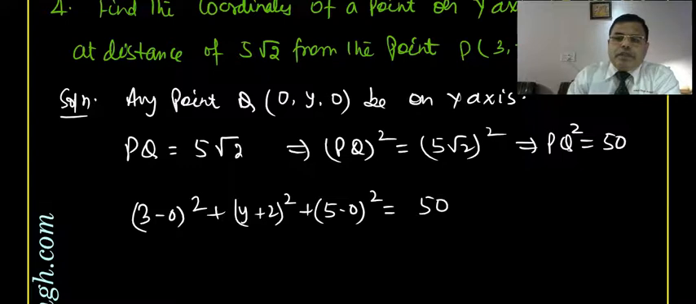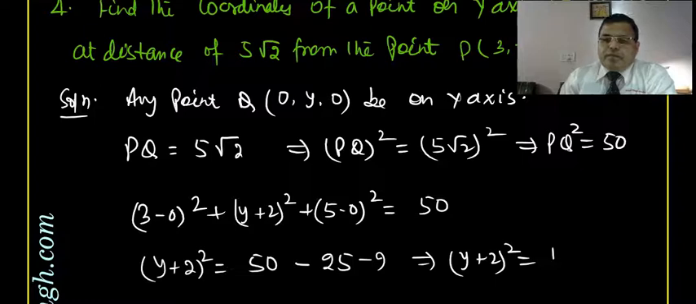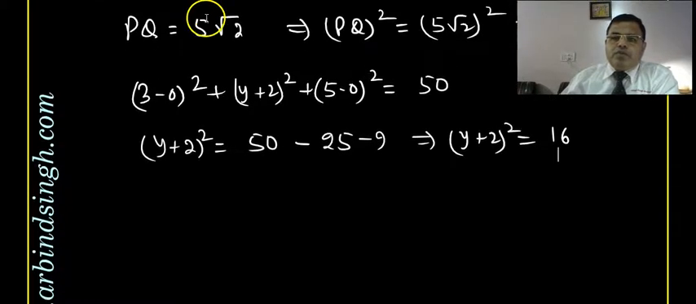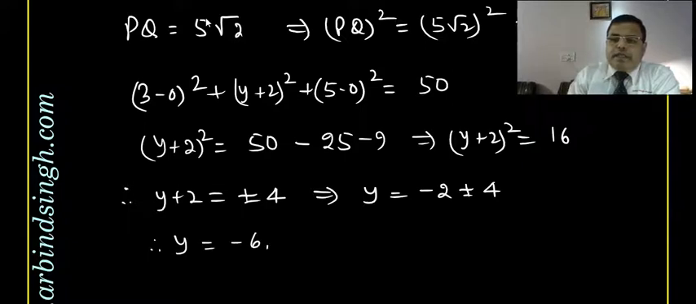5 minus 0 whole square is this. So (y plus 2) whole square is equal to 50 minus 5 square, which is 25. That will come to this side as negative, and 3 square is 9. So it will be 16 only. So this means (y plus 2) whole square is equal to 16 only. Therefore y plus 2 is equal to plus minus 4, and y is equal to minus 2 plus minus 4. Therefore y is equal to either minus 6 or minus 2 plus 4, which is 2.